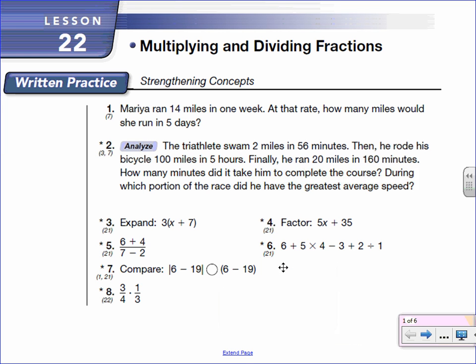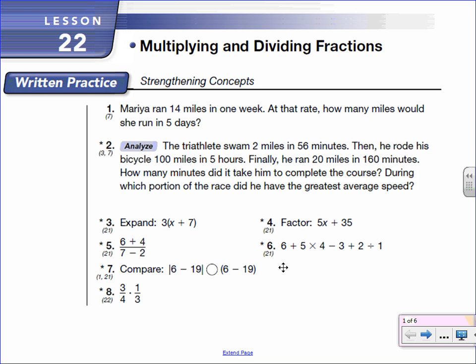Lesson 22 is on multiplying and dividing fractions. And multiplying and dividing fractions is actually a lot easier than adding and subtracting fractions, because in multiplying and dividing fractions you can just multiply straight across. Multiply the numerators and multiply the denominators. You don't have to find a common denominator.